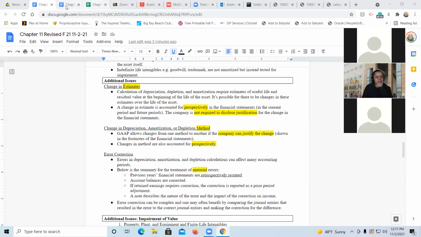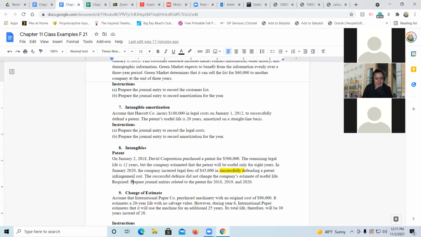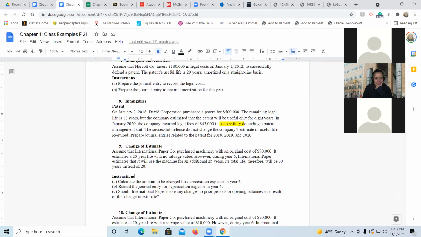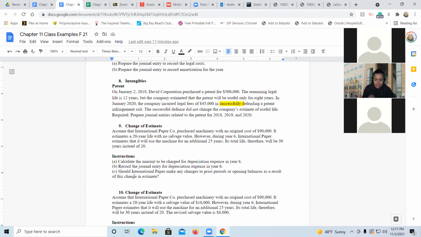Okay, so let's look at an example of a change of estimate. There's two examples here for change of estimate. One is for the number of years has changed, right, for the useful life. That's number 9. And in number 10, the useful life changes, but the salvage value also changes. All right, so that's kind of building on what we know.